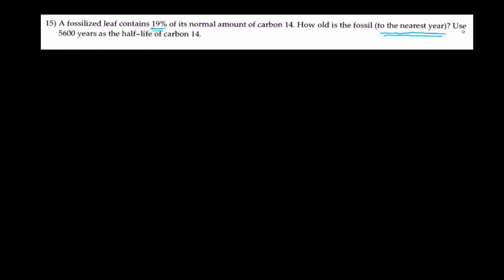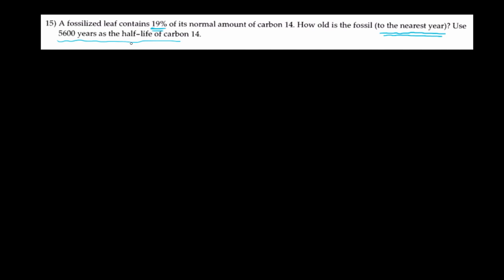So the information we are told to use is that 5,600 years is the half-life of carbon-14. So this is the information we are given. What this is saying is that a fossilized leaf contains 19% of its normal amount of carbon-14. So normally, maybe it contains 100% of carbon-14 initially, but presently it contains 19%. So because of the percentage of carbon-14 present in it, we're going to use this information to determine the age of the fossilized leaf.